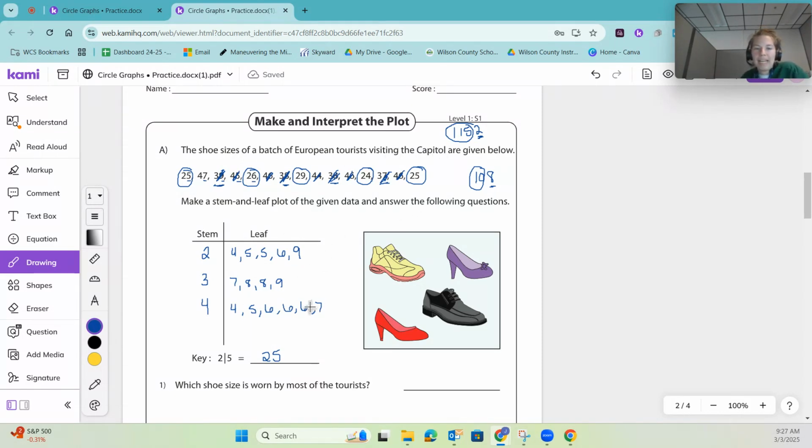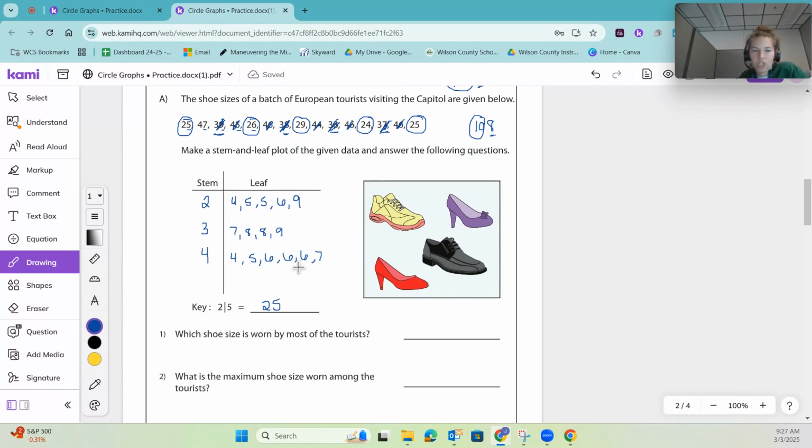So based on this stem and leaf plot that we just created, which shoe size is worn by most of the tourists? Which shoe size occurred most often? And I would say right here, remember the 46, 46, and 46? That happened 3 times. The most anything else happened was 2. So 46 was worn by most tourists. The maximum shoe size worn among the tourists. One nice thing about these stem and leaf plots, it puts it in order for you. So we can go to the last number there, and the largest is going to be 47.